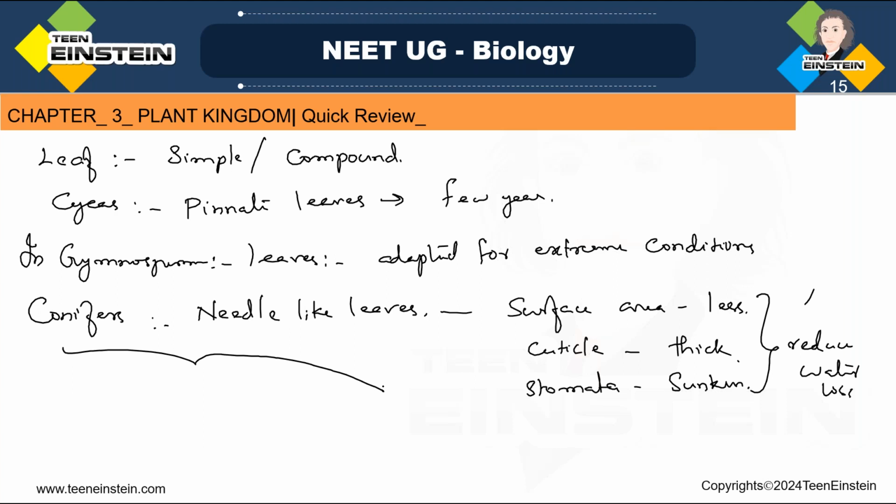So here needle-like leaves help to survive in such kinds of extreme conditions. They help to reduce the surface area, and they have a thick cuticle and sunken stomata. So finally it is helping to reduce the water loss. Clear?